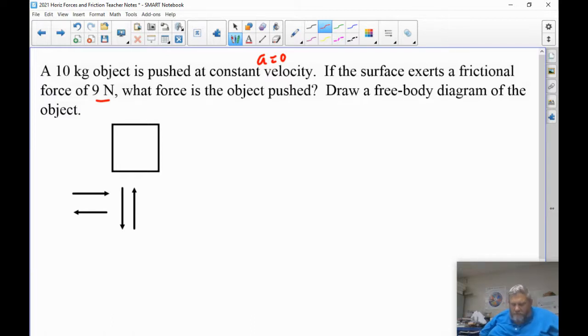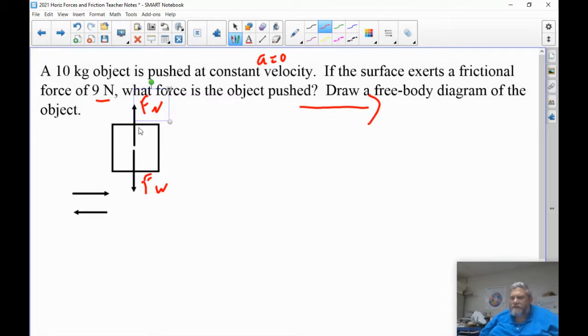Again, since we're on a flat surface and we're pushing something horizontally, our weight and our normal force are going to be the same. So this is, again, Fw and Fn, and they're going to cancel out. We have a frictional force. If the block is sliding to the right, it means the friction force is going to act in the opposite direction. Make it a little bit smaller.